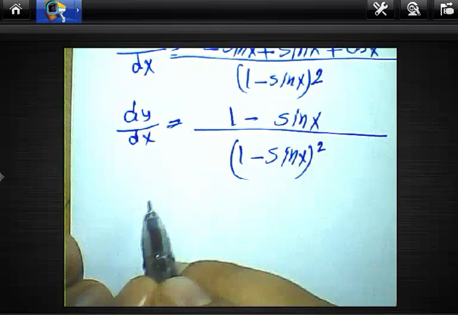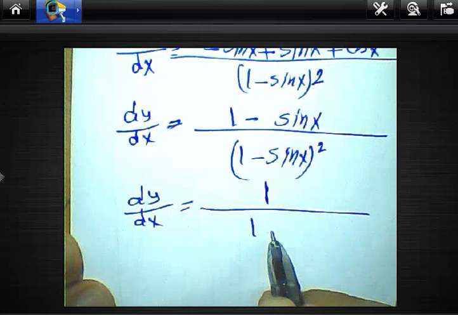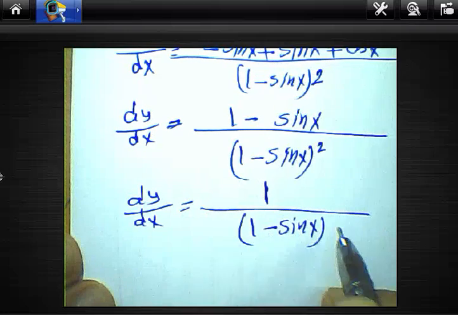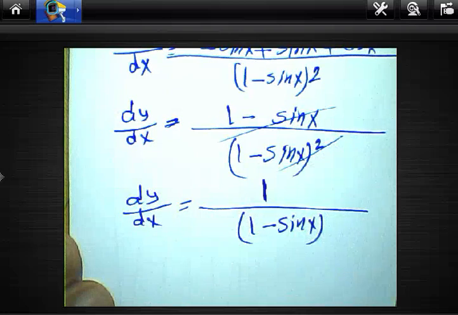We have similar base, so we can find the result dy over dx. The result will be 1 over 1 subtract sine x all power 2. We can cancel here with this numerator, so the result will be 1 over 1 minus sine of x.